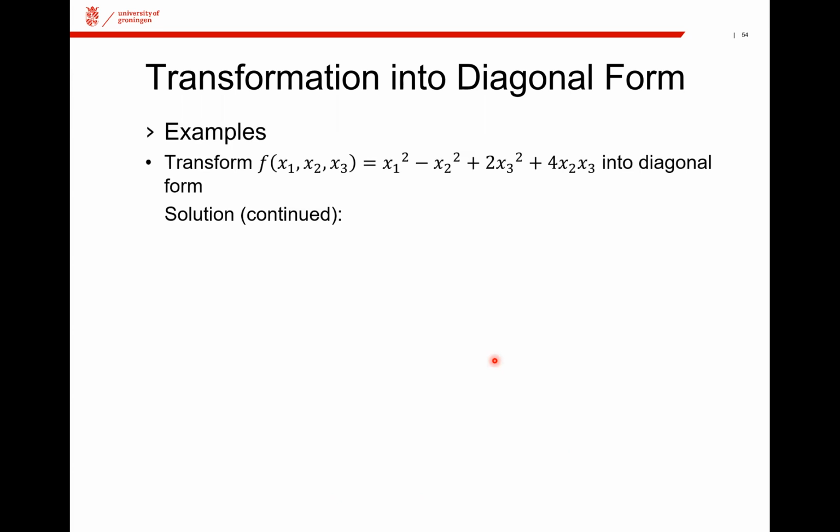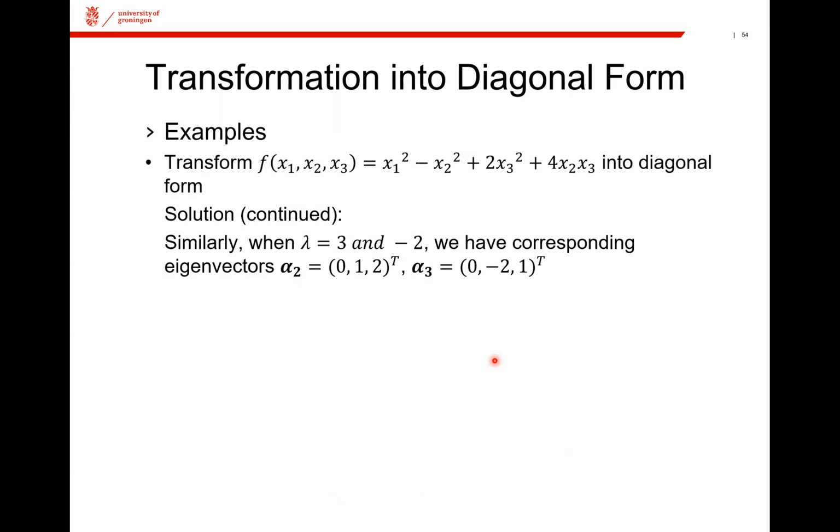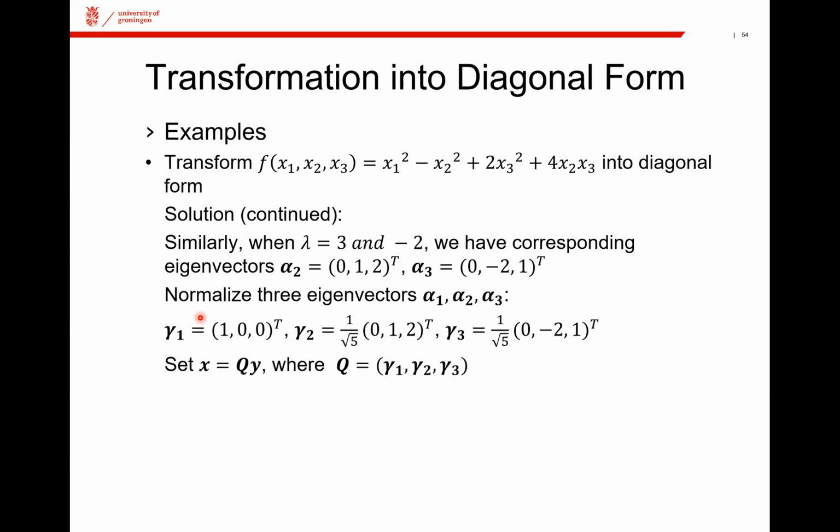And then we have to calculate the other two eigenvectors that correspond to the other two eigenvalues. After the calculation, with the same logic, we have alpha 2 and alpha 3. And after that, we have to normalize these three eigenvectors. And then we will have the orthogonal matrix Q here. It consists of three vectors, gamma 1, gamma 2, and gamma 3. And we set x equals Qy. So this is to transform the quadratic form into the diagonal form.